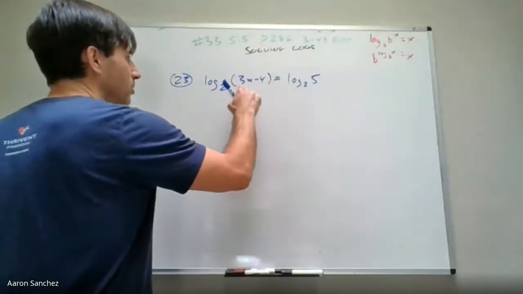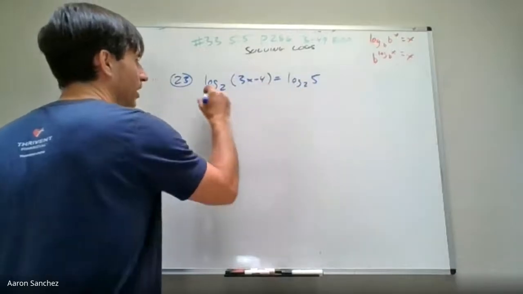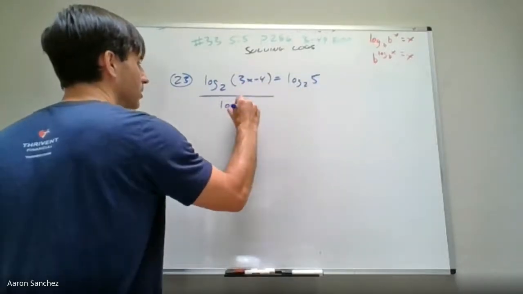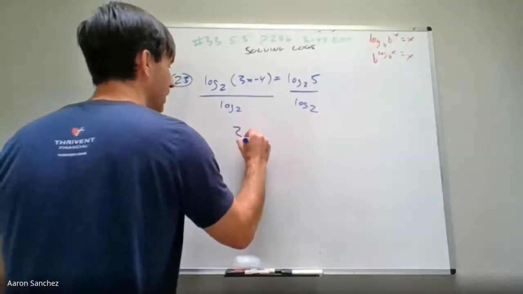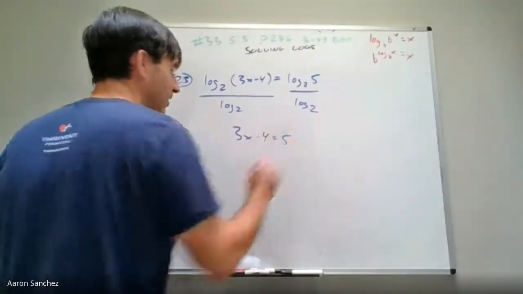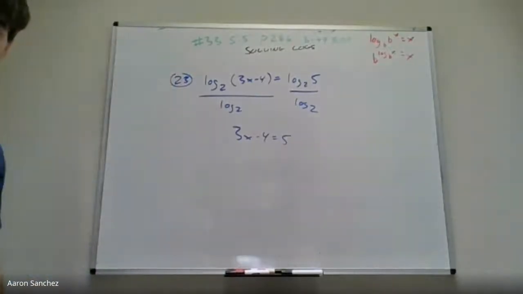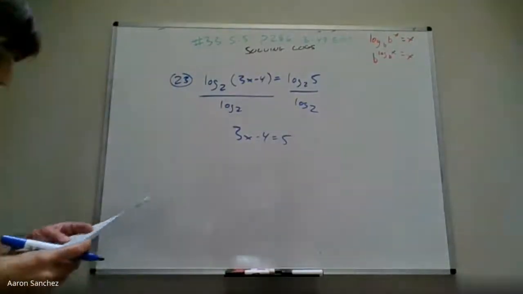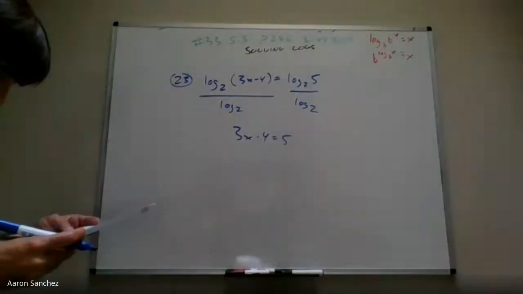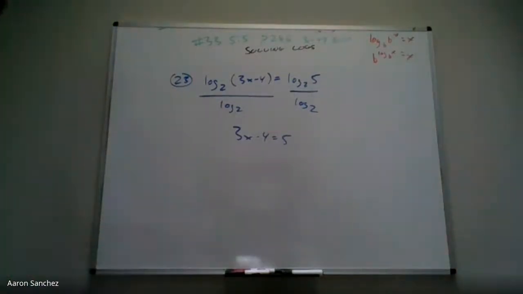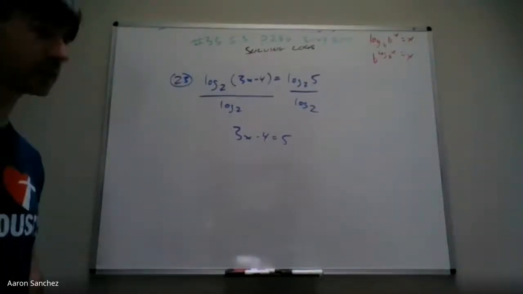Okay, easy problem. Log 2 times 3x minus 4, log 2 times 5. Just divide by log 2. And it's 3x minus 4 equals 5. And that's all you got to do. Okay? You guys solve that on your own. I'm going to do 23, do 27. I'm doing 27 next. I'm going to erase this in 10 seconds.